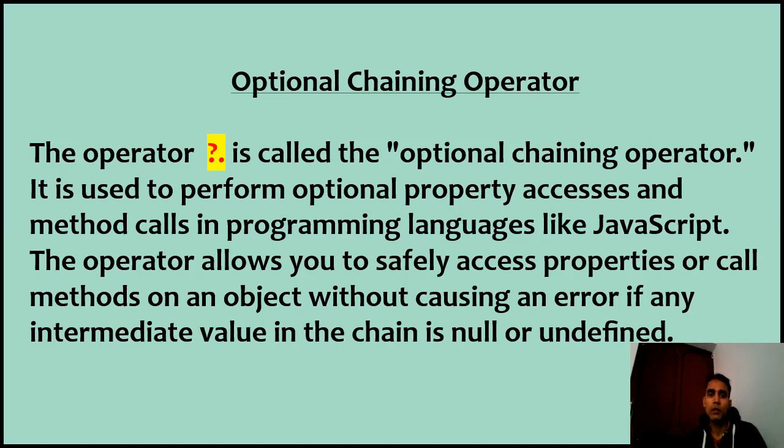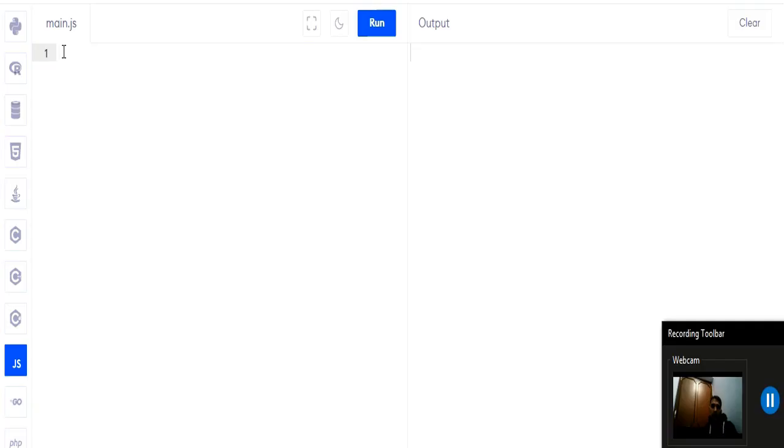Okay, so if we have to access a property or call a method, then we will use the optional chaining operator. The operator allows you to safely access properties or call methods on an object without causing an error. So if any intermediate value in the chain is null or undefined, then there will be no error when we access properties or call any methods of an object. So this is the basic definition for the optional chaining operator, and now we will see it with the help of an example. So now let us see this with the help of a program.